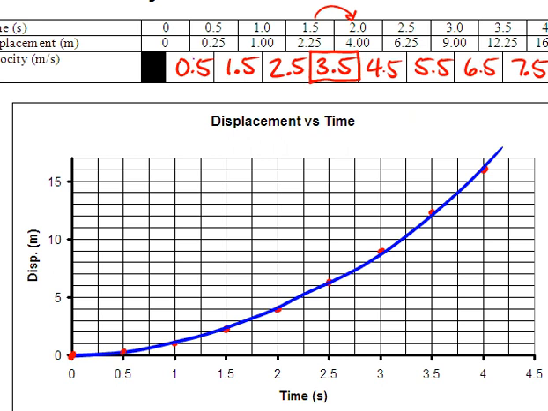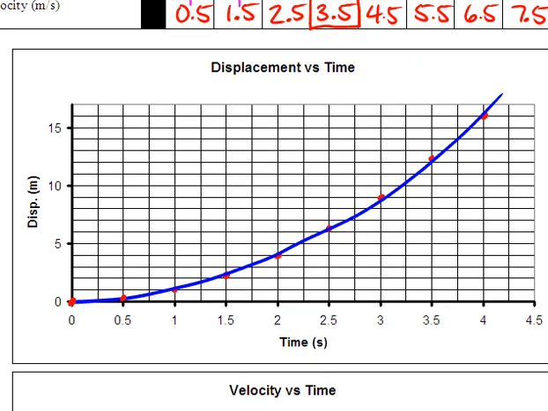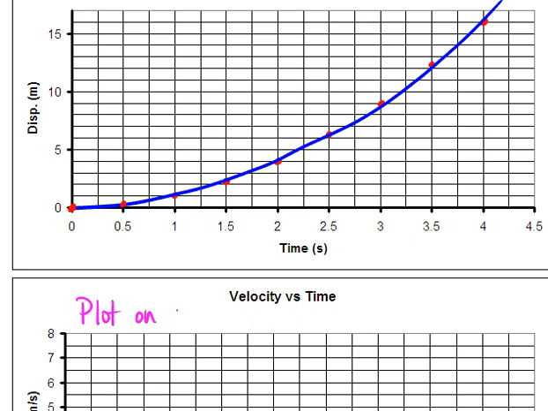What we want to do is plot the velocity row. Notice it's staggered. It's like in between the two boxes. We're actually going to plot these on the in-between times. So we're going to plot, for example, at 0.25 seconds. And then 1.5 goes between 0.5 and 1.0, which is 0.75 seconds. And then the 2.5 is going to go in between there, which is 1.25, and so on. So when we go to plot this velocity time graph, we plot on, I'll put it in quotes here, the in-between times.